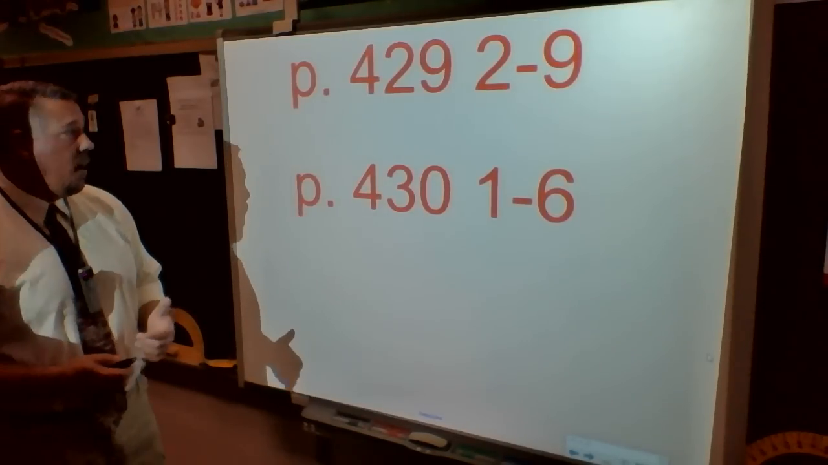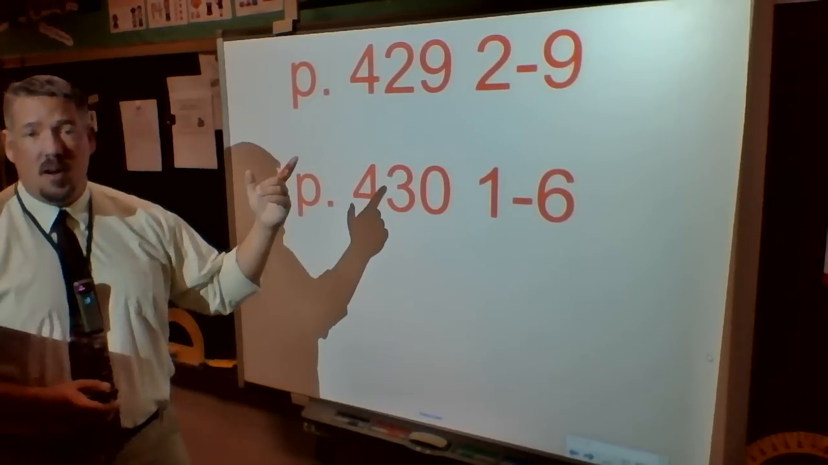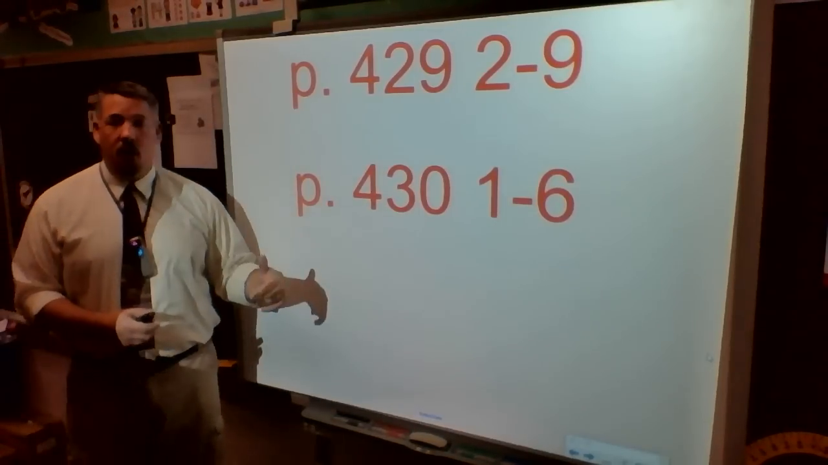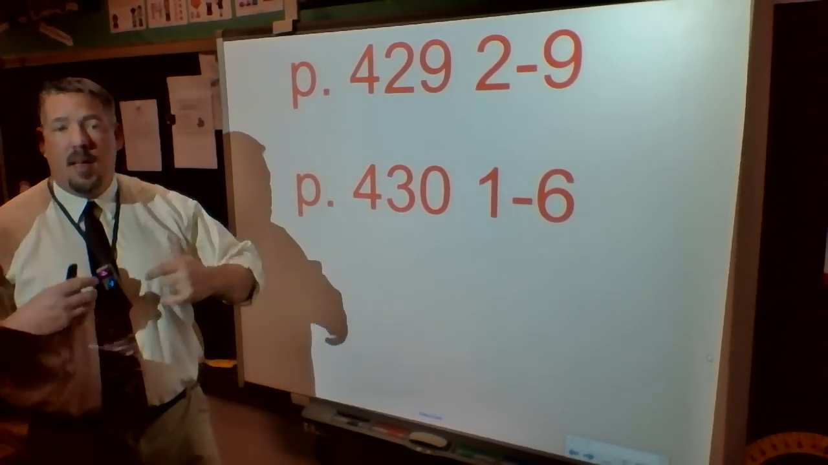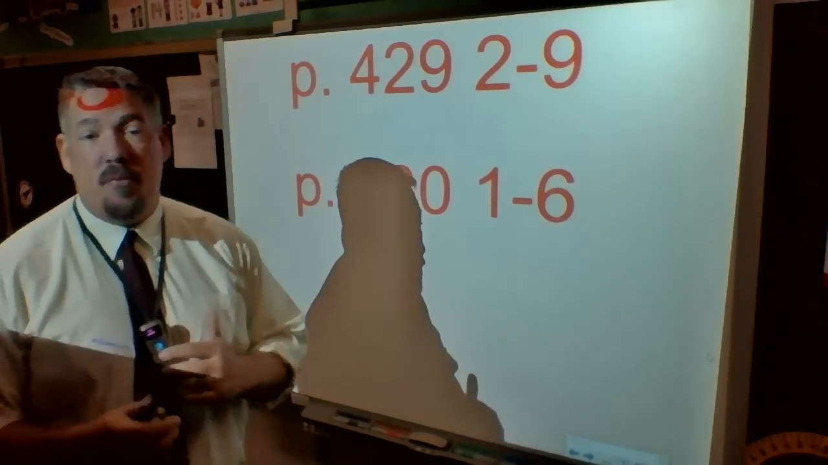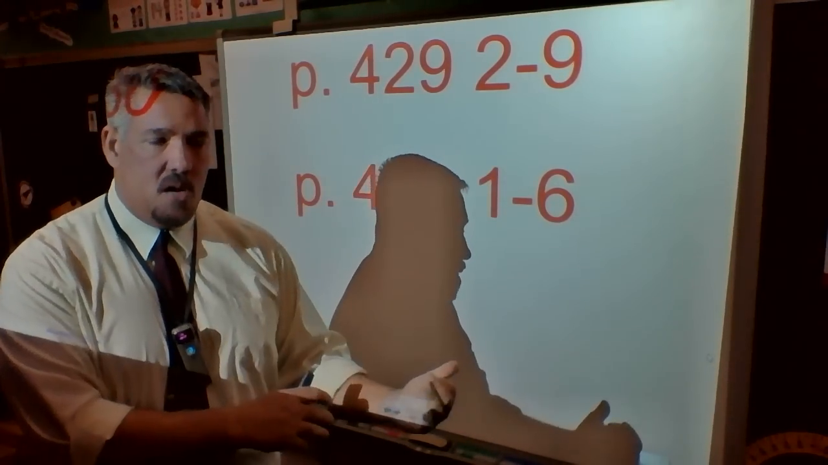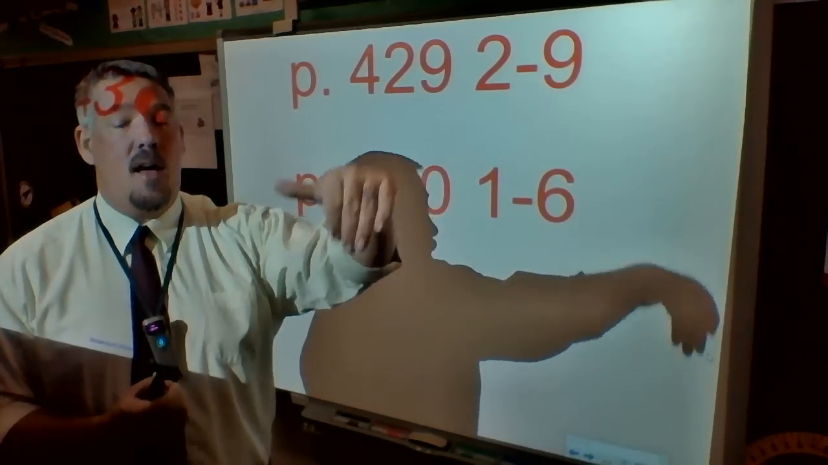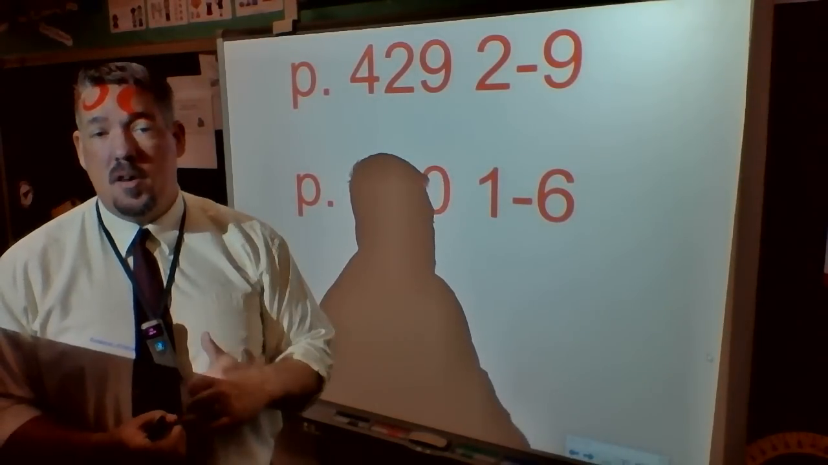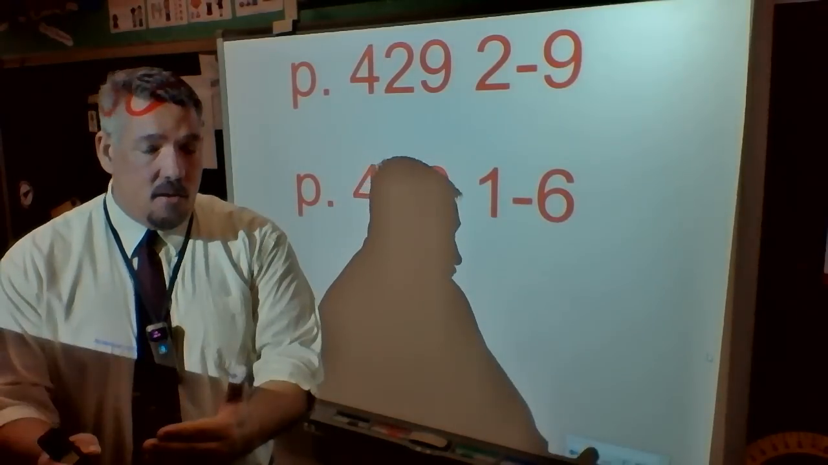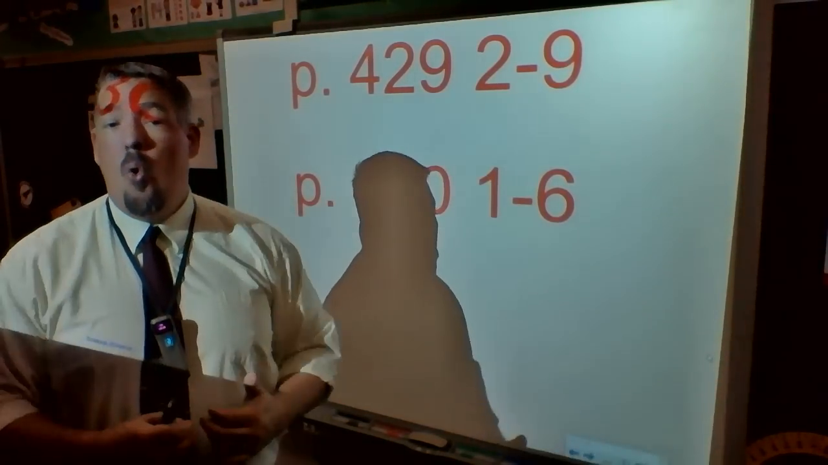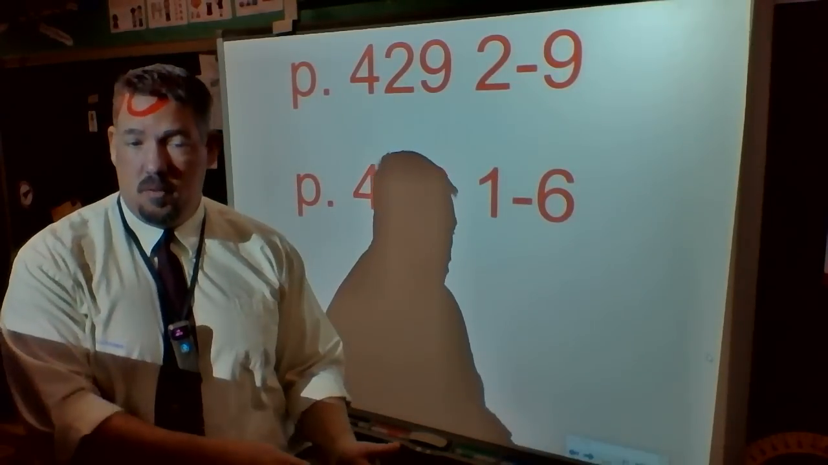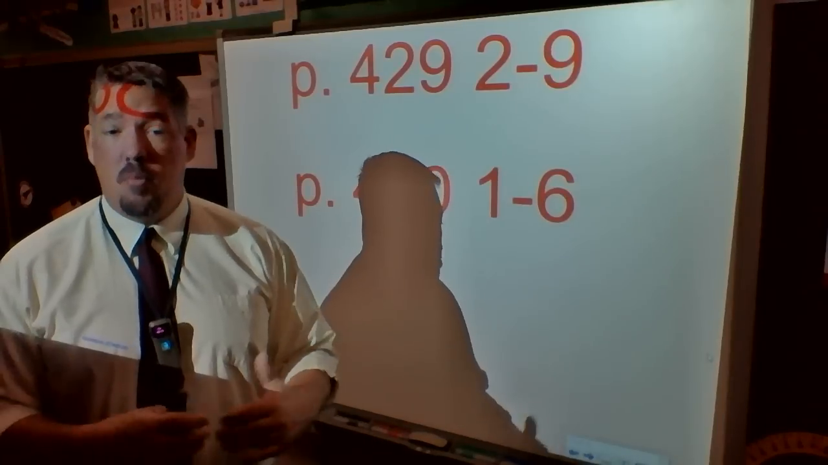So your lesson today, you're going to do page 429, you're going to do 2 through 9. You're going to do page 430, questions 1 through 6. On the front side, it's not about finding out what the variable is equal to, because they tell me what the variable is equal to. I'm substituting that answer into the equation and then saying it is a solution, or I'm saying it's not a solution. Don't put is and not. I'm going to count it wrong.